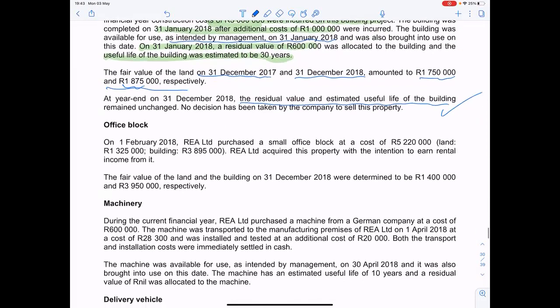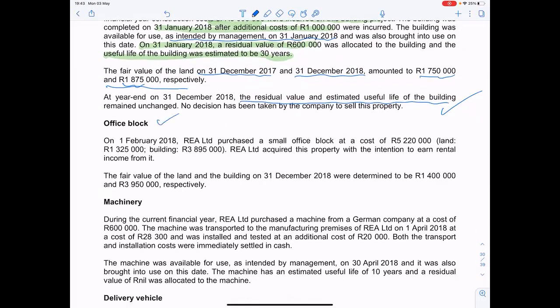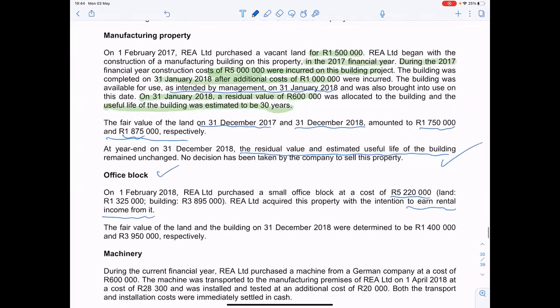Then we come to the office block. On the 1st of April 2018, they purchased a small block at a cost of 5,220,000. Land was 1,325,000. The building was the rest. They acquired this property with the intention to earn rental income from it. So if they want to earn rental income from it, what do we call it? Investment.